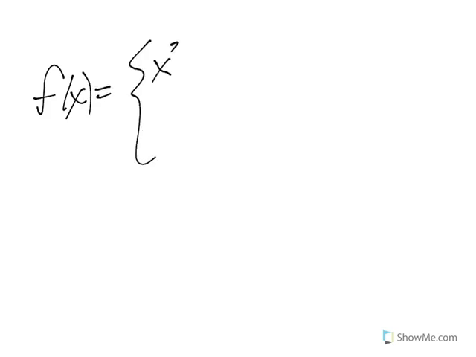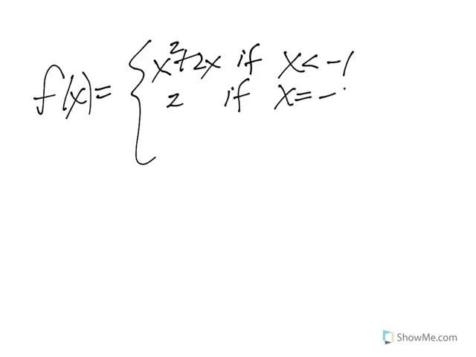All right, now we're going to be dealing with piecewise functions. Let's just say that I've got the limit of f of x, and it looks something like this: x squared plus 2x if x is less than negative 1. Let's do 2 if x is negative 1. And let's do 5x plus 6 if x is greater than negative 1.